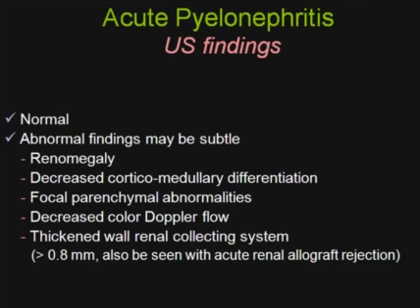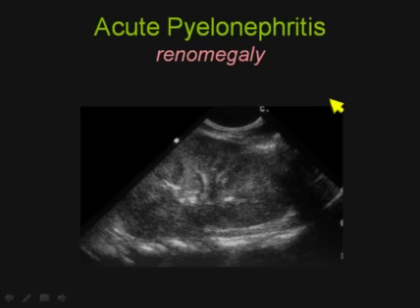Well, it may be totally normal on the ultrasound. However, there may be subtle findings. The kidney could be large. There could be decrease in the corticomedullary differentiation. There may be focal parenchymal abnormalities, decreased color Doppler in an area of focal parenchymal inflammation, and there may be thickening of the renal collecting system that is more than 0.8 millimeter.